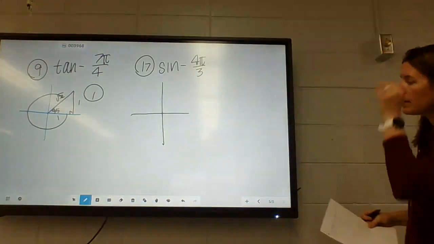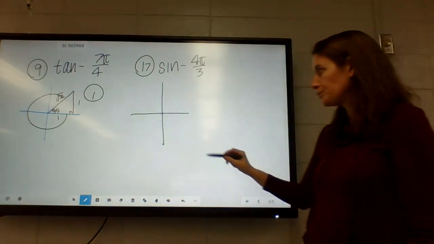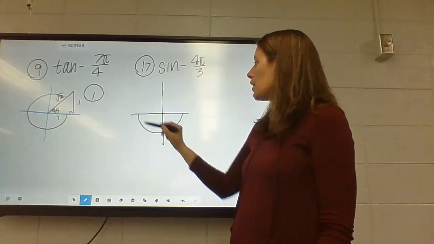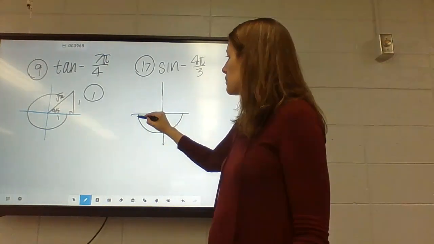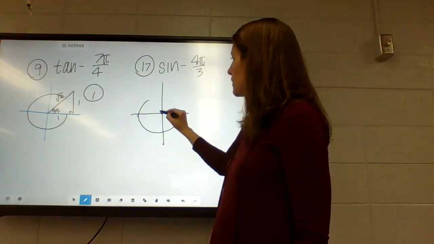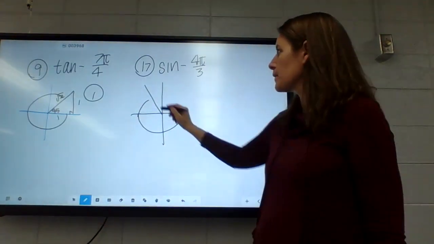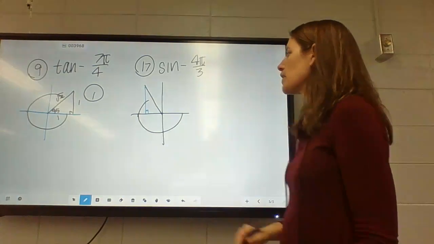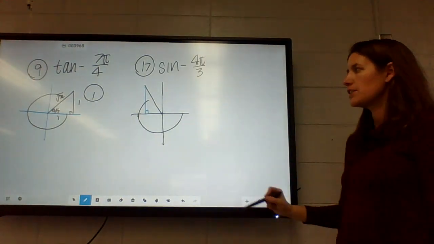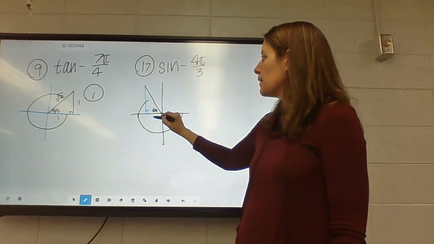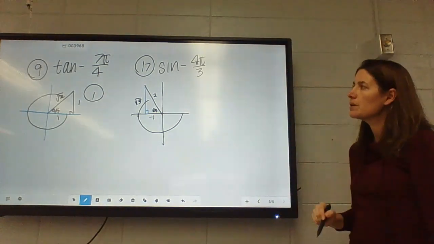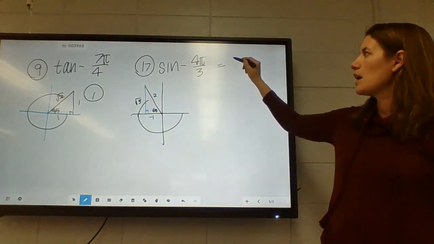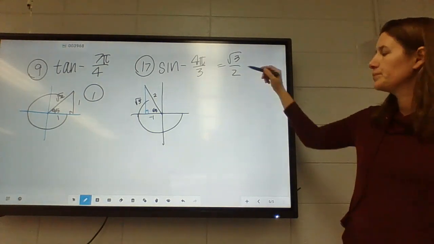So, negative 4 pi over 3. We're going 4 pi over 3, so we're up over here. Our reference angle in this case is 60 degrees. This is 1, but it's negative. It's square root of 3, and then this is 2. So this is square root of 3 over 2.